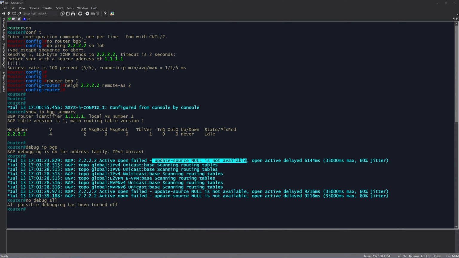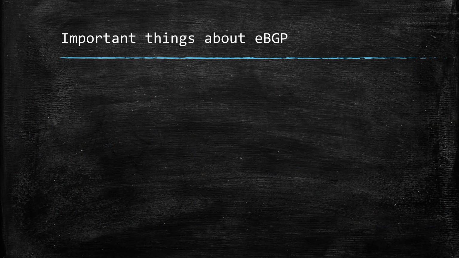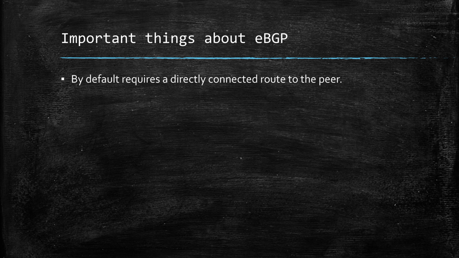What this message really means is that the router doesn't have a directly connected route to the destination. There are two important things about eBGP that I haven't told you yet. By default, eBGP requires a route to the peer that is directly connected. Not a static route, not an OSPF route, but a route that is directly connected with an administrative distance of 0. Also, eBGP packets have a time to live of 1. This means that the multi-hop ability is disabled by default.